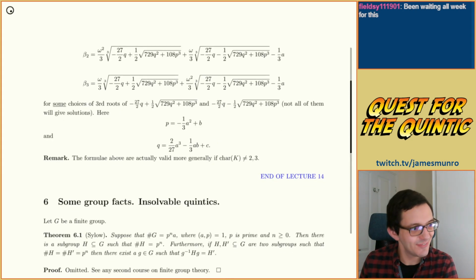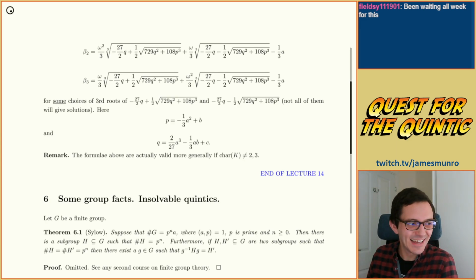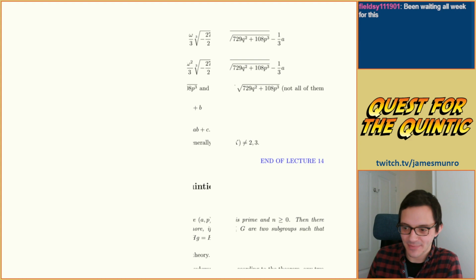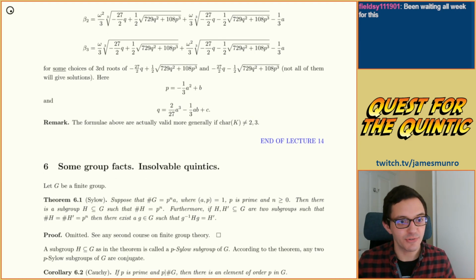Hi, Feelsley. There's someone in chat. Hello. We're looking at some Galois theory. We've got down to some group facts and insolvable quintics. Well, that's a lie. I've jumped straight to the end.